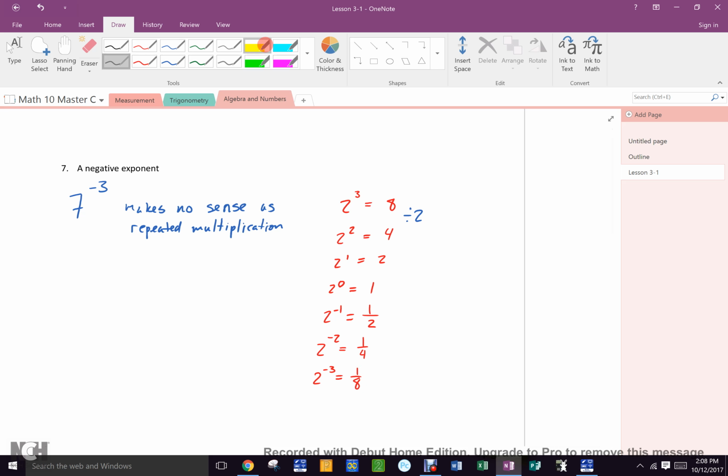Now, use your brains. 2 to the positive 3 was 8. What's 2 to the negative 3? 1/8. 2 to the 2 was 4. What's 2 to the negative 2? 1/4. 2 to the 1 was 2. What's 2 to the negative 1? 1/2. Please notice the pattern. How is 8 really supposed to be written if we weren't lazy? 8/1, right?